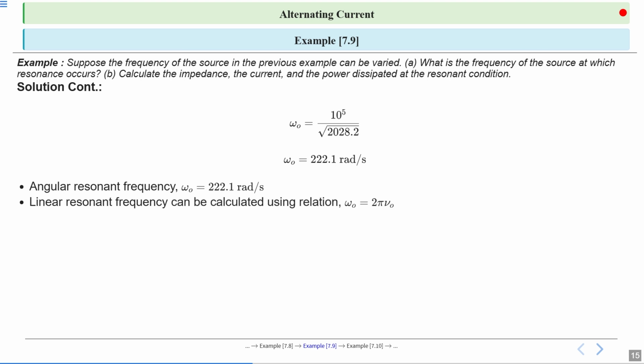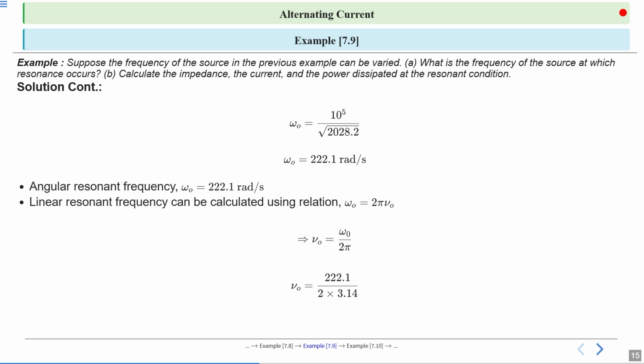But we have to calculate the resonant frequency, not the angular frequency. We have calculated the angular frequency. Now how can we find the frequency? The linear resonant frequency can be calculated using the expression omega naught is equal to 2 pi nu naught. We know that omega is equal to 2 pi nu, and following the notation for resonant frequency, omega naught is equal to 2 pi nu naught. So nu naught will be the frequency of source at resonance, equal to omega naught upon 2 pi. After putting the value, omega naught 222.1 radian per second upon 2 into pi, which is 3.14.